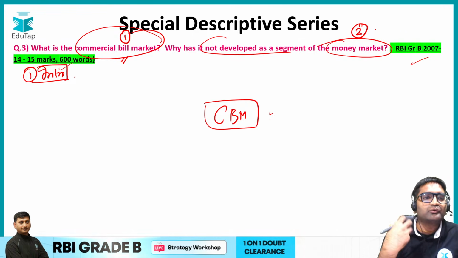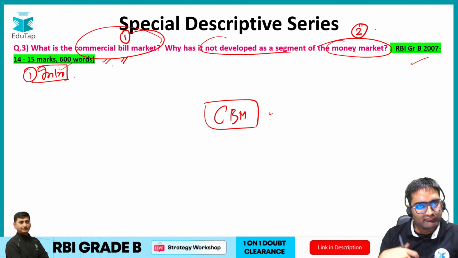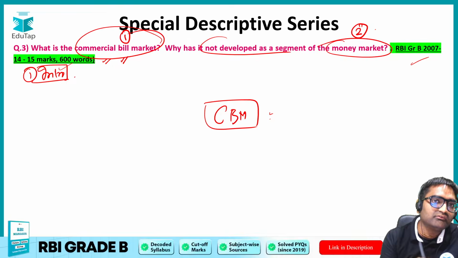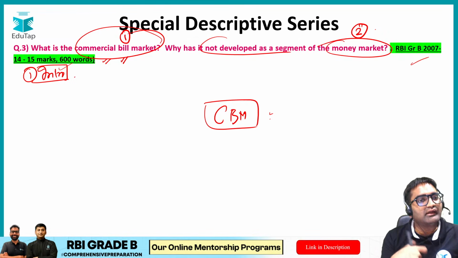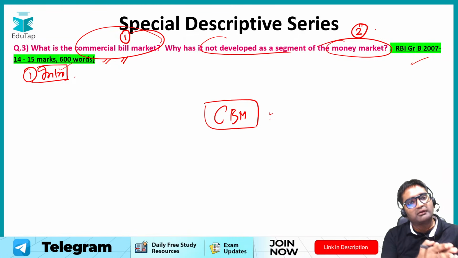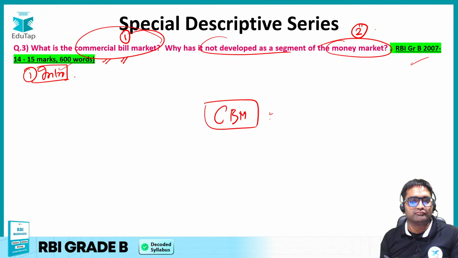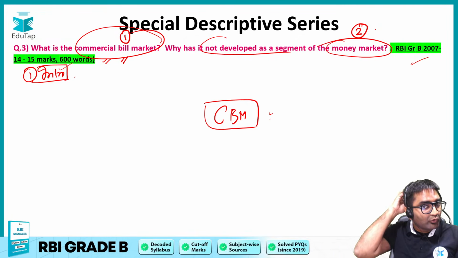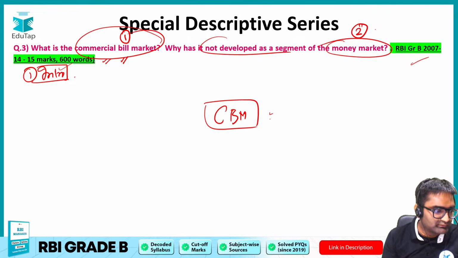Here, talking about the introduction to this particular question, you can give an introduction by defining what a commercial bill is. Then they are asking about the commercial bill market. So you will have to define, give a few features, and then talk about its importance as far as the money market segment is concerned.